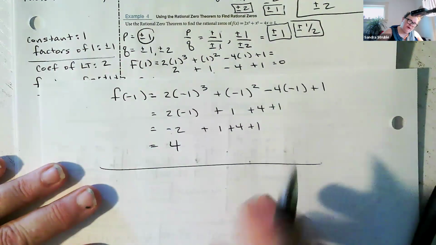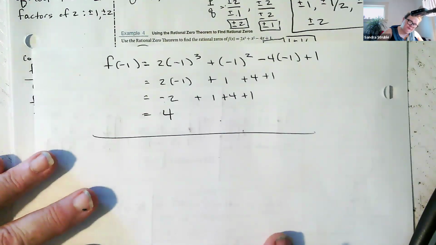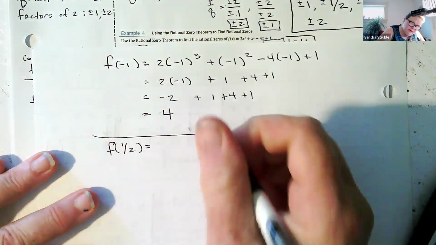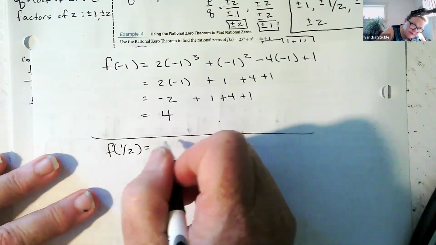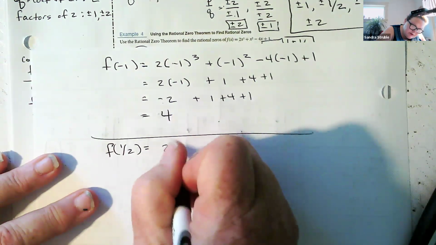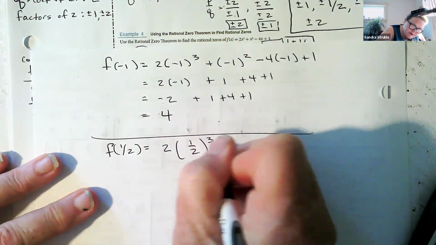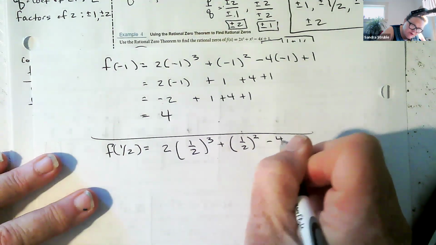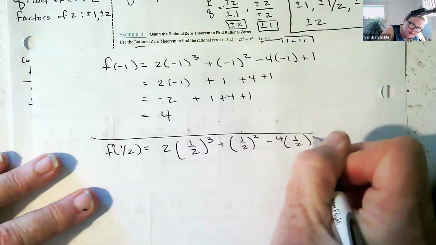All right, let's do 1/2. So f of 1/2. Yes, you could use 0.5. 2 times 1/2 cubed plus 1/2 squared minus 4 times 1/2 plus 1.